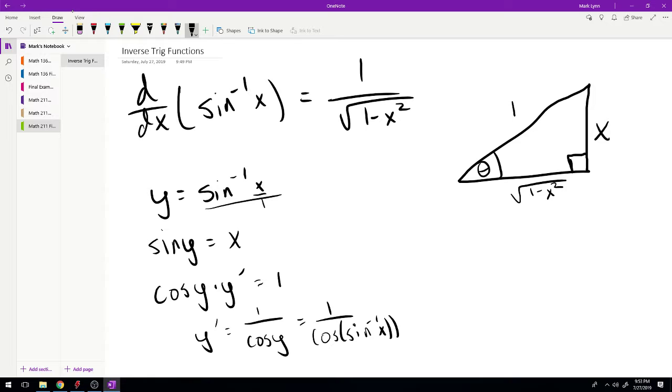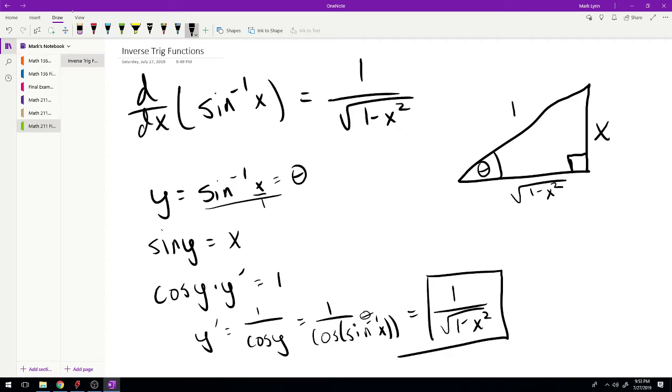So if theta is the sine inverse of x, then cosine of theta, we would just take adjacent over hypotenuse. Adjacent over hypotenuse would just be the square root of 1 minus x squared over 1. And so we get y prime is equal to 1 over the square root of 1 minus x squared.